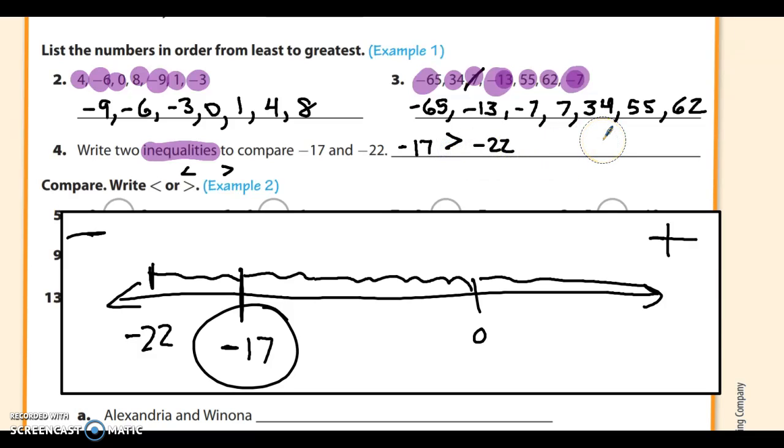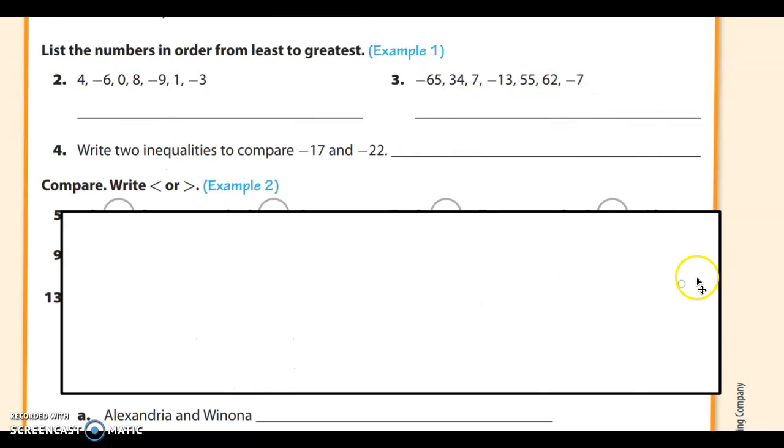So the first statement I'm going to write is -17 is greater than -22. And the second statement I'm going to write is I'm going to just reverse the two numbers. And I'm going to say -22 is less than -17. Now really those are the same thing. The only reason I did it twice is because it told me to. It said write 2 inequalities. Alright, let's move on.